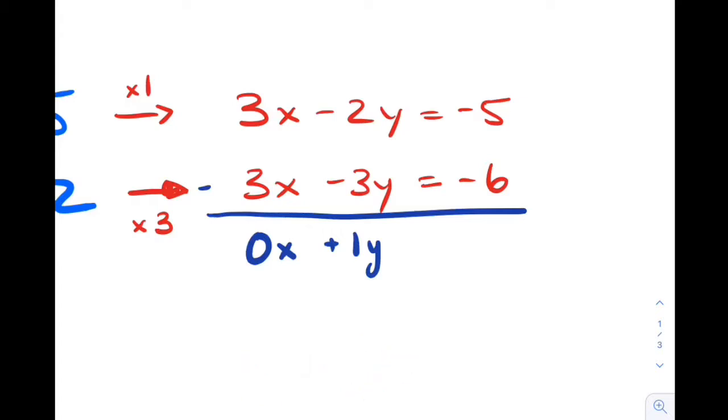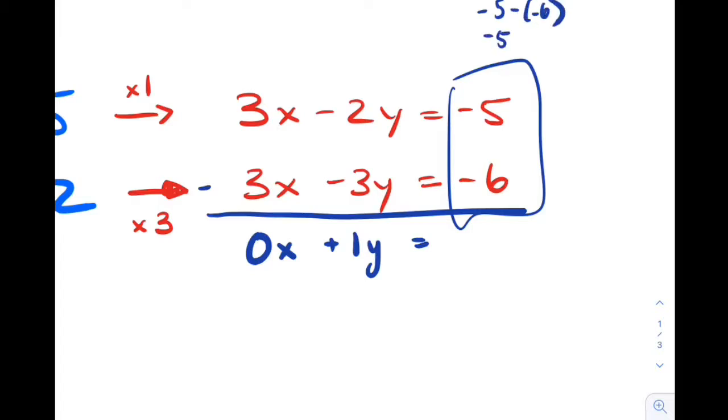Same is going to happen for the next one here. We have negative 5 in the top. Take away negative 6. So it's really negative 5, take away negative 6, which is like negative 5 plus 6. So the answer is going to be 1.